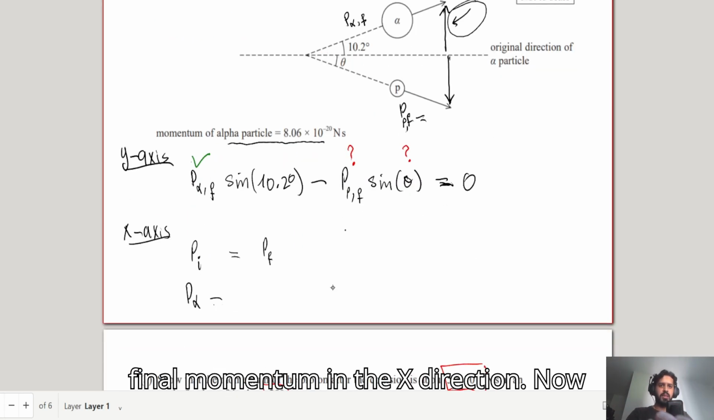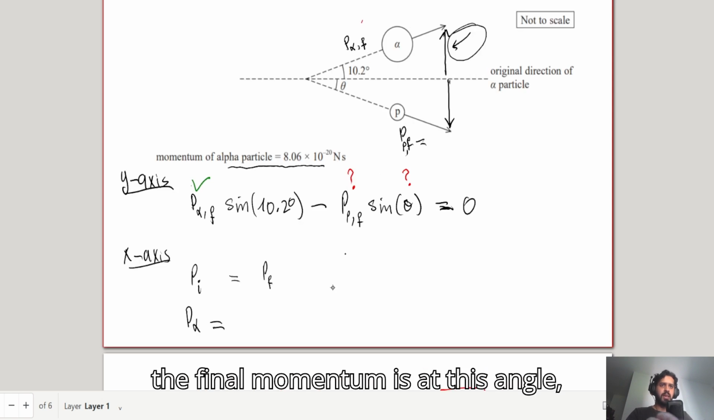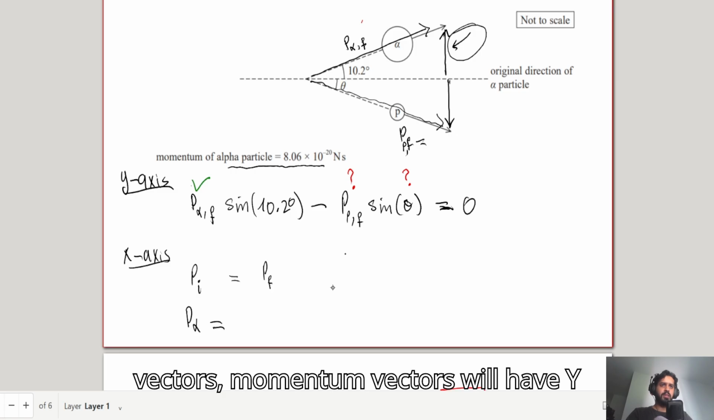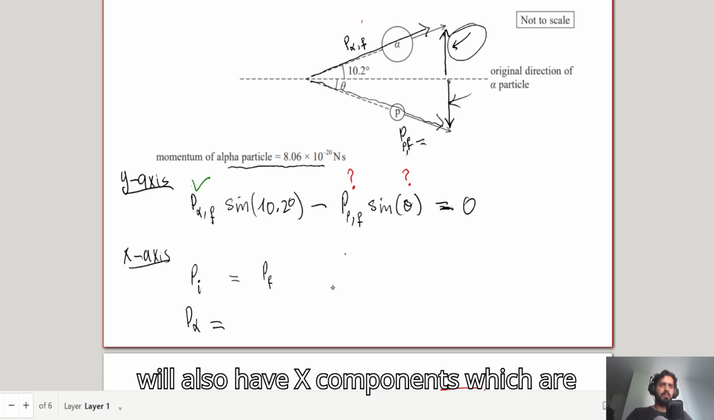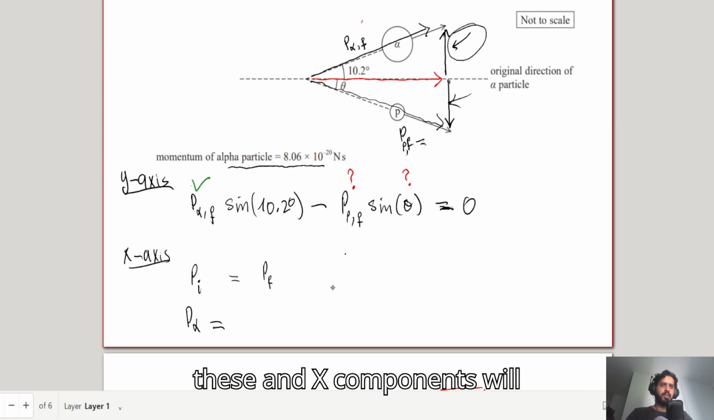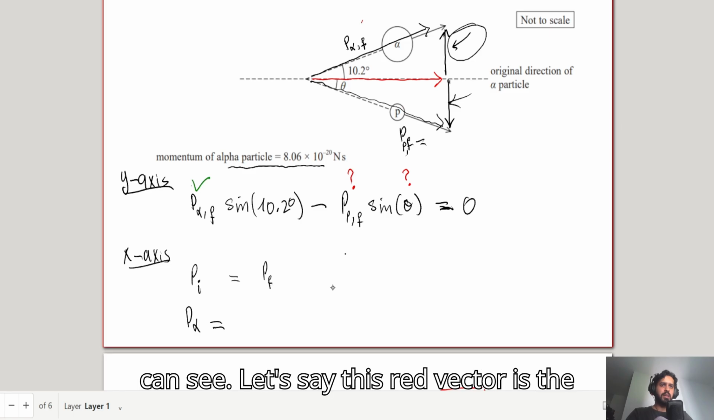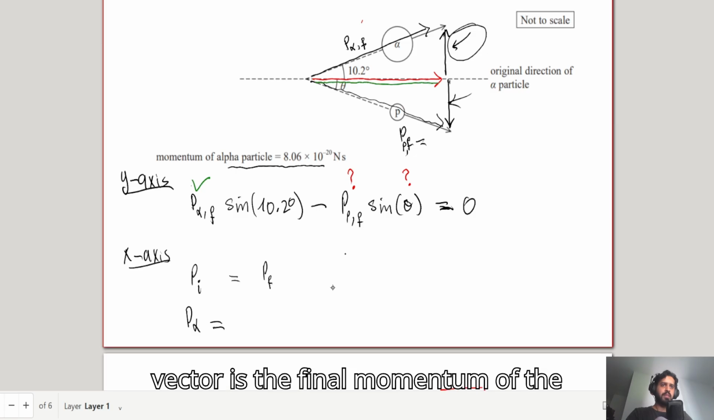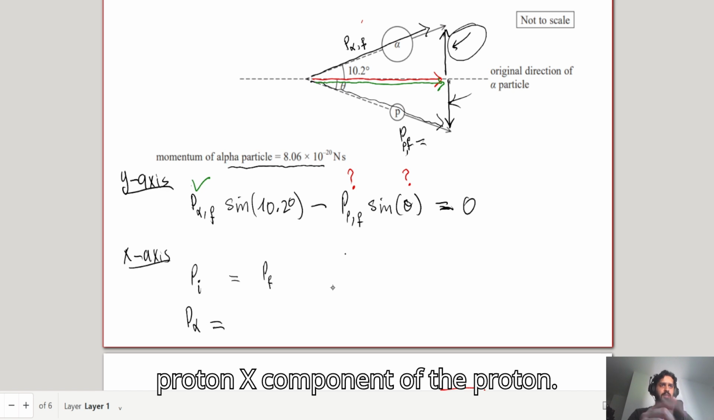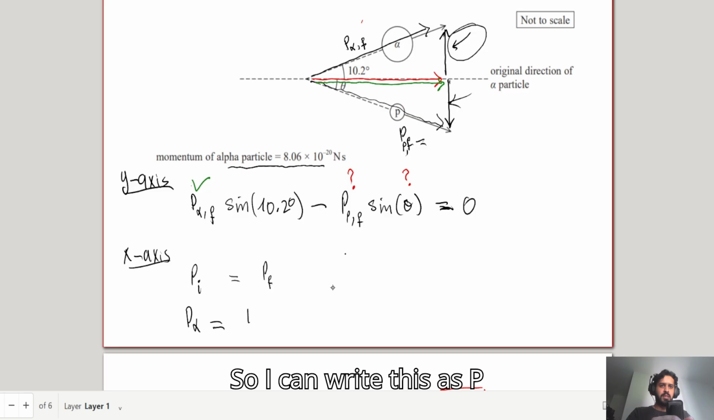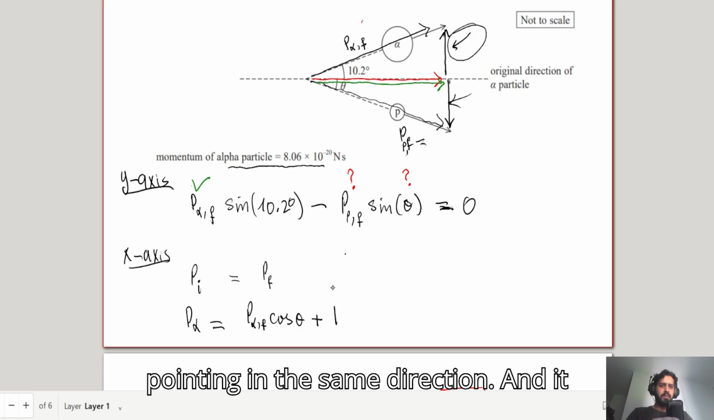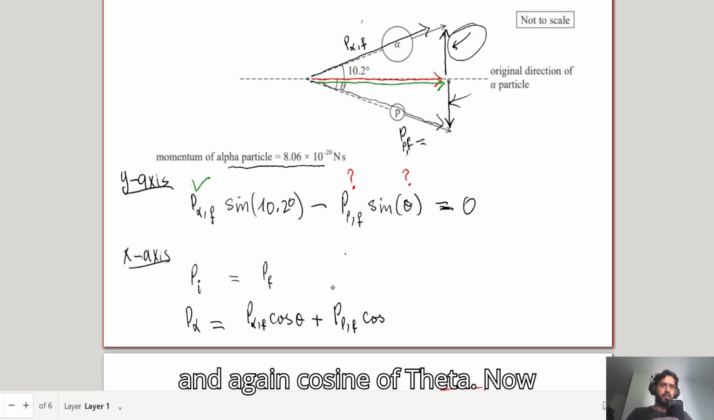And this should be equal to the final momentum in the x direction. Now the final momentum is at this angle, right? This is the final momentum of these two particles. These momentum vectors will have y components, which are these ones, and they will also have x components, which are these. The x components will both point in the same direction, as you can see. Let's say this red vector is the x component of the final momentum of the alpha particle, and this green vector is the x component of the proton's final momentum. So I can write this as P alpha final cosine theta, plus, this time it will be plus, not minus, because they are both pointing in the same direction, and it will be momentum of the proton final, and again cosine of theta.